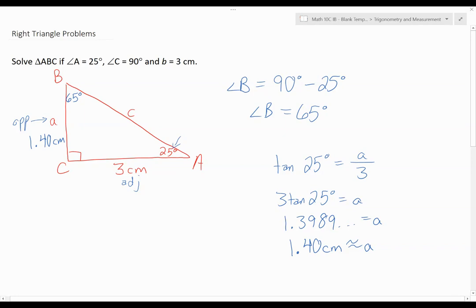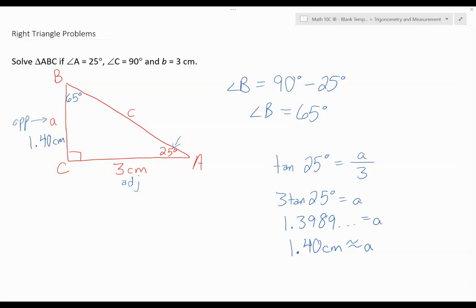A quick check on reasonability of the answer. This side is shorter than the other side. So 1.4 is shorter than 3. This leg is shorter than the other leg, which makes sense because it is opposite to a smaller angle. So angle 25 degrees is smaller than 65 degrees, so the side opposite should be smaller than the side opposite the 65 degrees. The hypotenuse will be the longest side because it is opposite to the biggest angle. So right now my answers are reasonable.